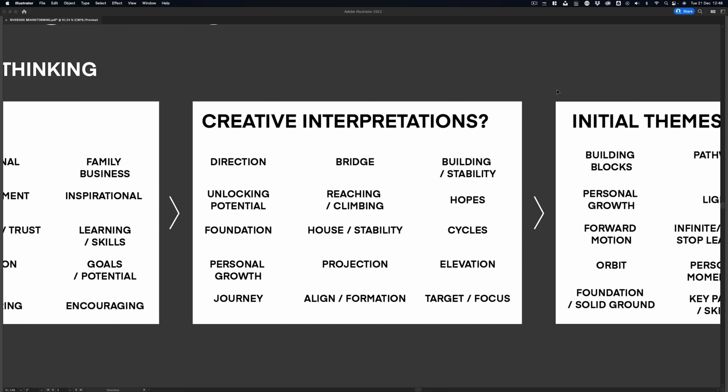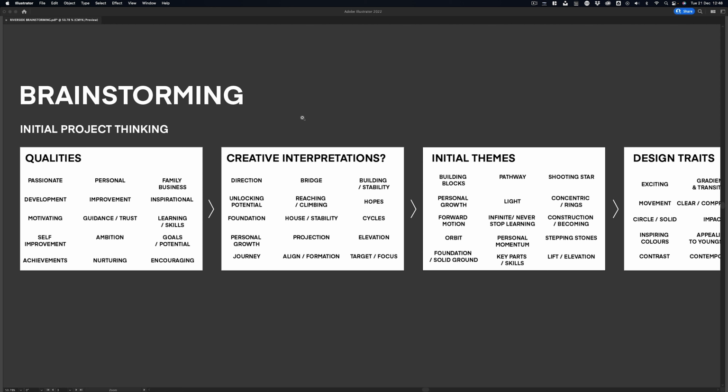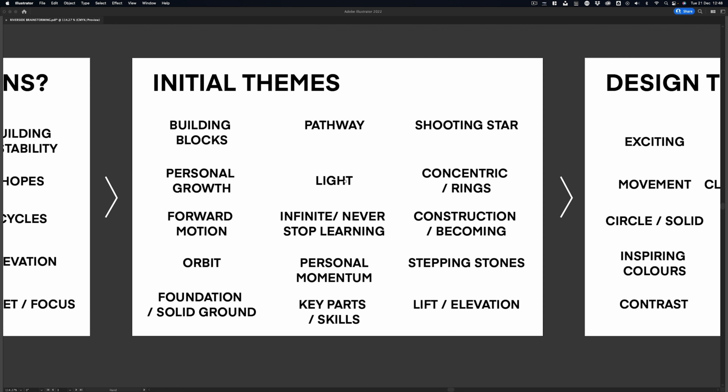And then I move on to initial themes. I like to take the qualities and the creative interpretations and see how these can come together to form initial themes that I think could be really good to base a design on. Here I've got things like building blocks, pathway, shooting star, personal growth, concentric rings, forward motion, construction, orbit, personal momentum, stepping stones, lift, elevation. These are themes that come out of the qualities and the interpretations that could really push and drive a logo idea.